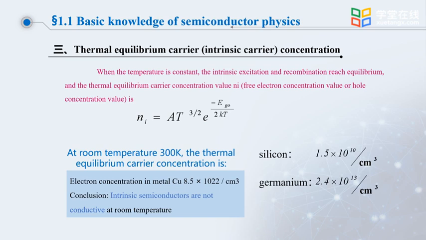Take copper in the metal, for example. The electron density of copper in the metal is 8.5 times 10 to the 22nd per cubic centimeter. We compare the crystal with the metal. We can see that its conductivity, or concentration of conductive particles, differs by more than 10 orders of magnitude. So the intrinsic semiconductor is not conductive at room temperature.